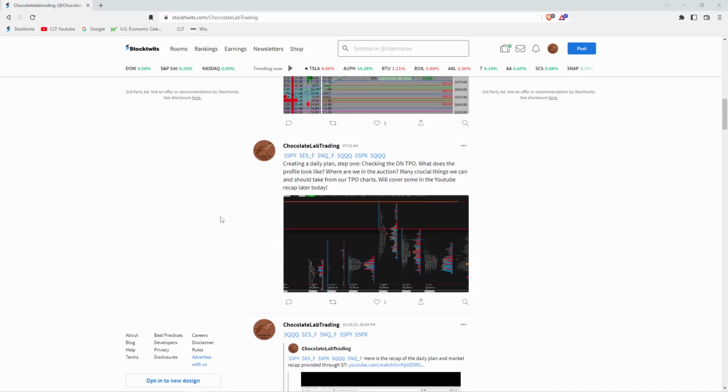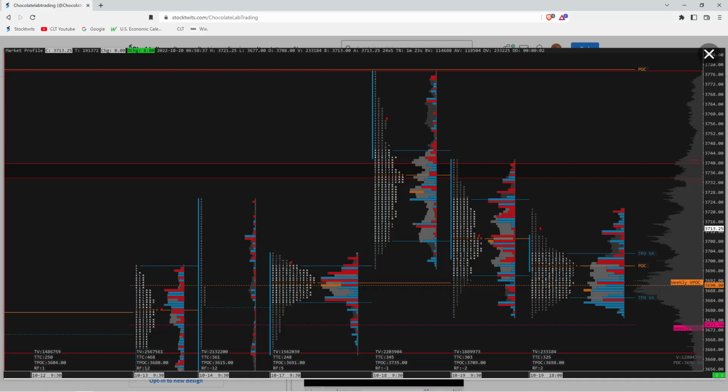So first thing I posted this morning, as I usually do, the first step in creating my daily plan. Creating a daily plan, step one, checking the overnight TPO. What does the profile look like? Where are we in the auction? Many crucial things we could take from our TPO charts. We'll cover some in the YouTube recap. So I've been talking about TPO and have been on YouTube for a little while.